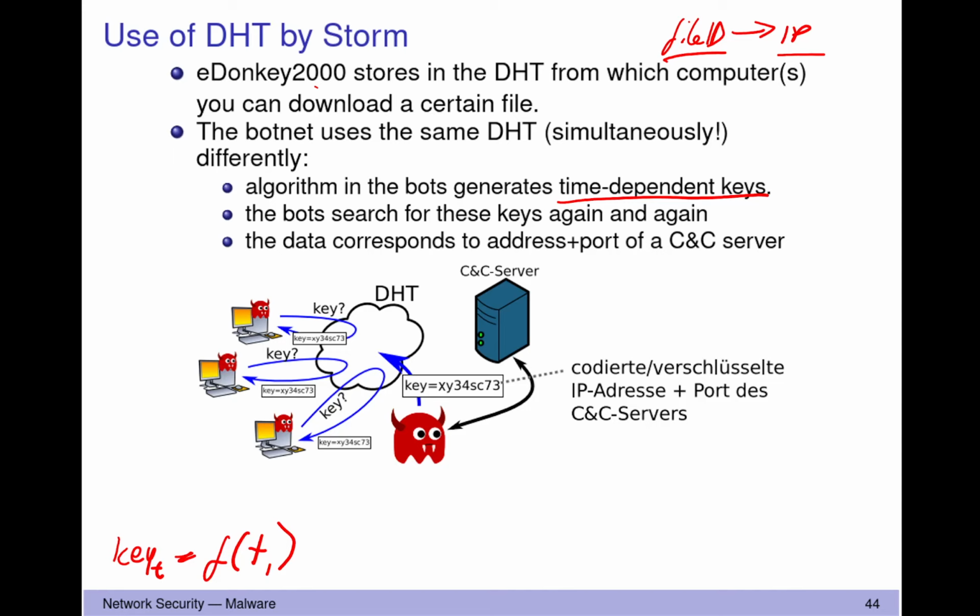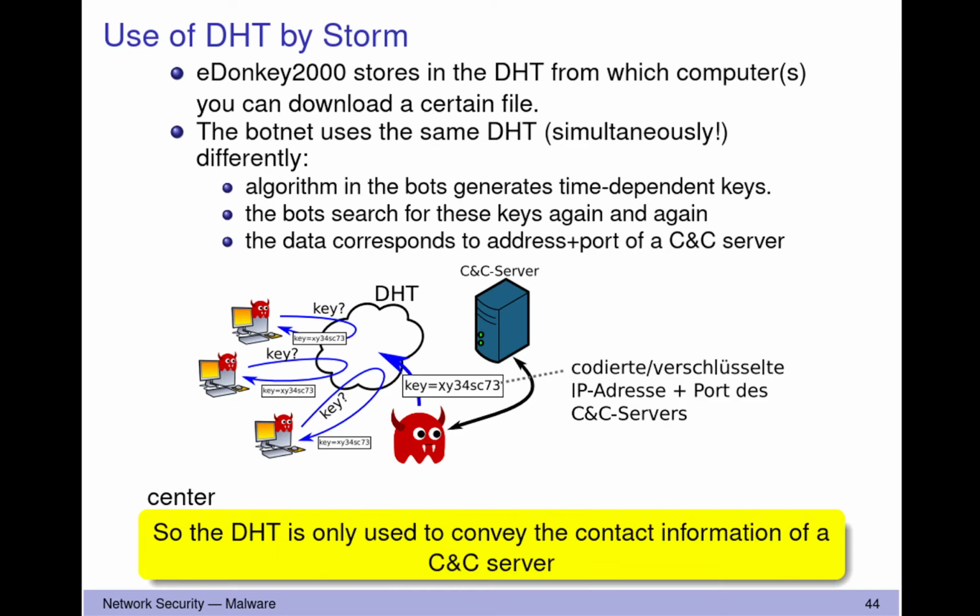And the bots search then for these keys again and again, so it's a pull-based approach. And whatever they find there, it's not the IP address of the file, but it's the IP address of the current Command and Control server. Okay, so basically it's a distributed data storage which is regularly updating its keys in this botnet.